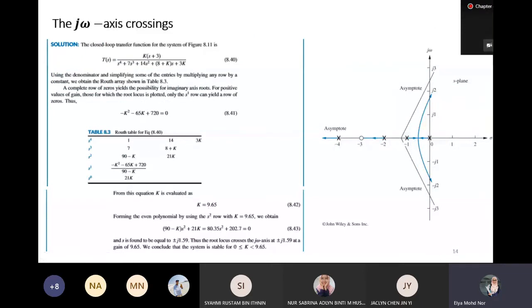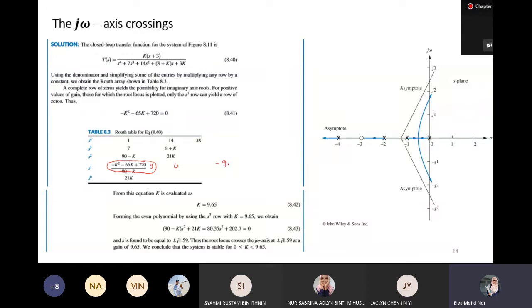Okay, so from this K equals 9.65, forming the even polynomial. You know that we put this one zeros and we cut this one zeros, right? So try putting the value 9.65 in here, then you should get 0. Can someone try to do it for a moment?